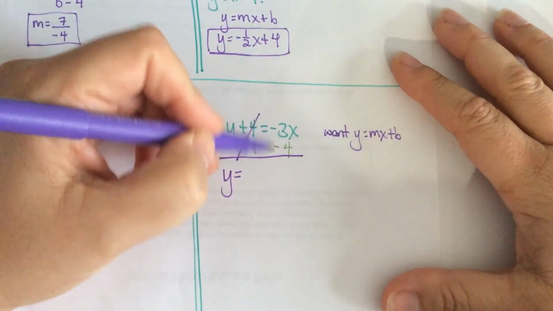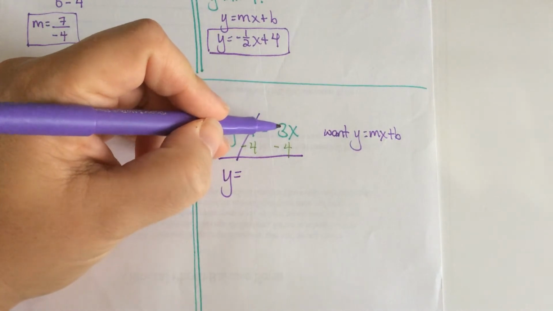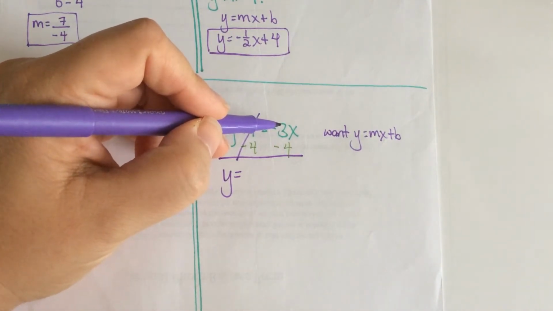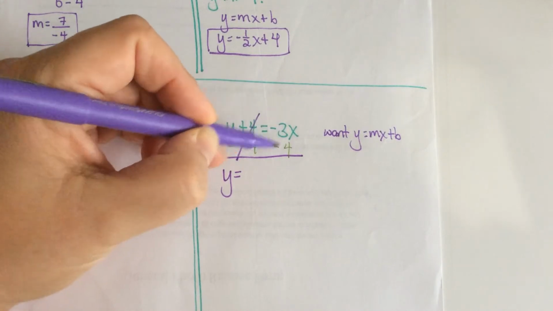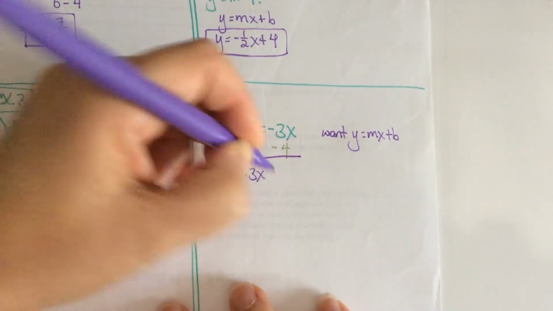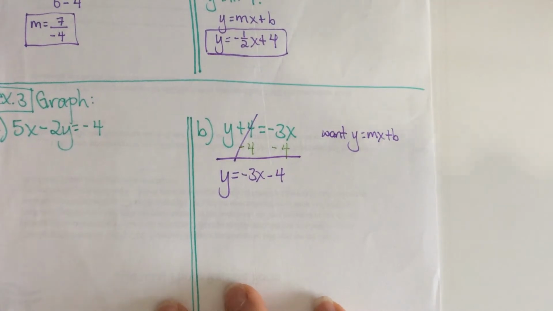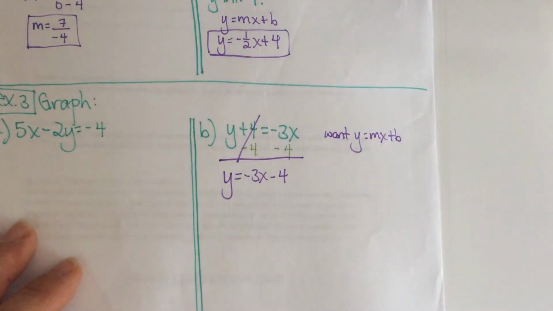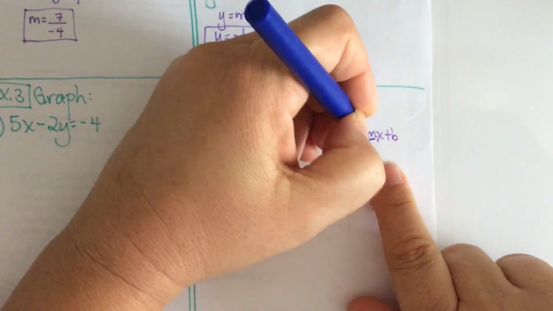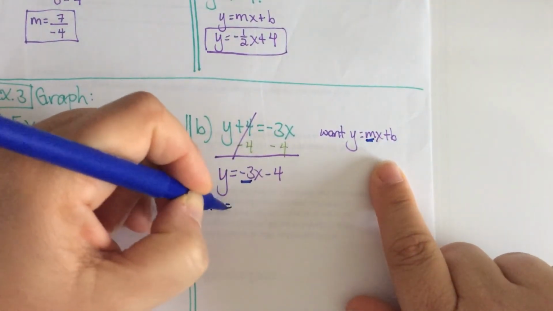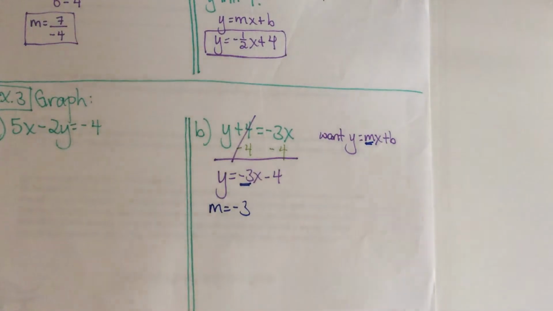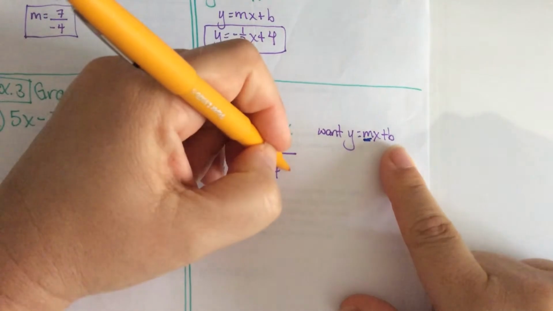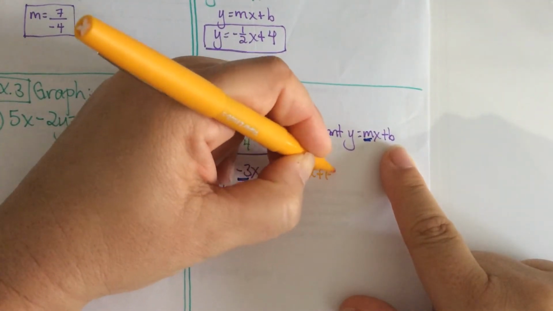Now, can I combine those? They're not like terms, right? Like terms have the same variable and the same exponent. This one has an x and this one doesn't. So I can't combine them. So all I can do is just write them both. And I put the x first because that's how it looks in this one. Now I can extract the information that I need. I can see the m is in front of the x. So the m is negative 3. And I can see the b is after the x, but it's a plus. So I might need to write this like this.